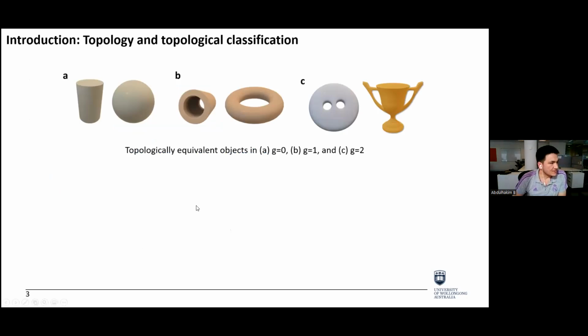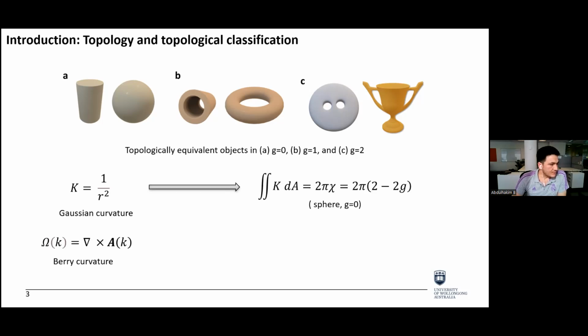Pretty much everyone knows what topology is. Topology is a mathematical term which classifies different objects according to their genus number. As you can see here, in different classes, you count the number of holes, which is called the genus number, and you classify them. The concept of topology also applies in the electronic band structure of materials.